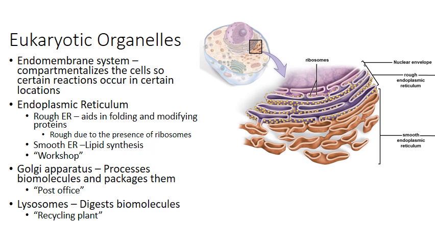Exactly. The last part of the endomembrane system is the lysosomes, and this is a small vesicle or a small little organelle that has a very low pH, and it's going to break down other biomolecules and recycle them to be used at a later time.